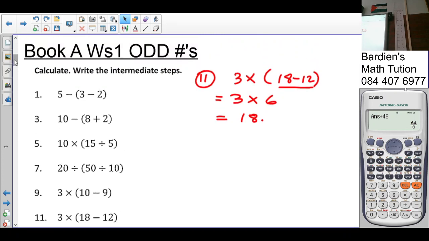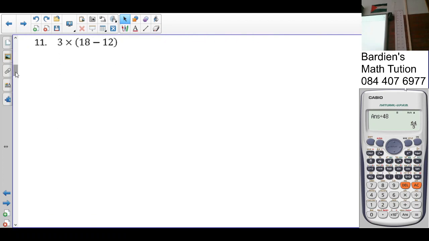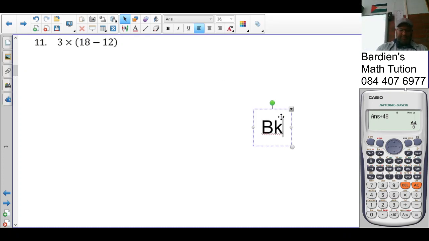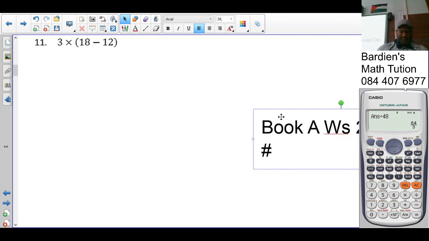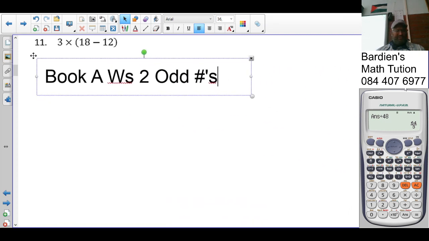Okay. So for homework, you're going to do for me Book A, Worksheet 1, the even numbers. We're going to do now Book A, Worksheet 2, odd numbers. That's what we're going to do now, okay? Book A, worksheet 2, odd numbers. Okay, you all know what to do. Right, so get started.